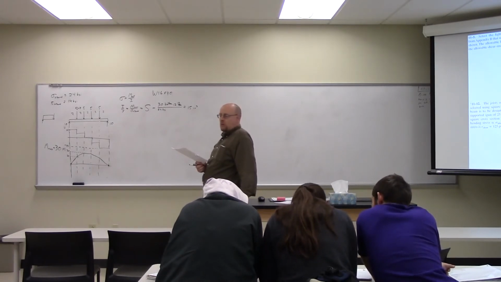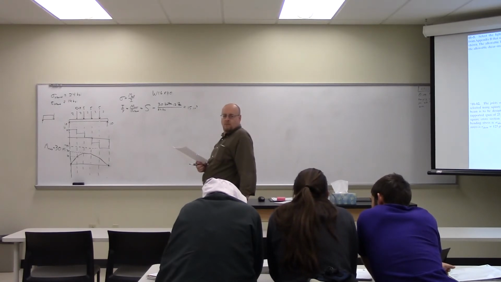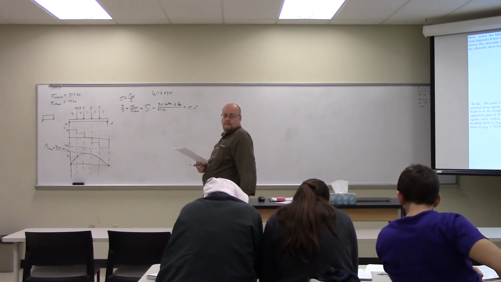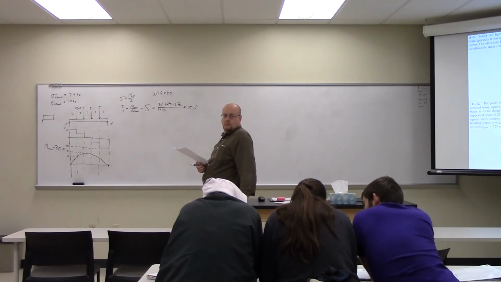We're bending about the X, so we want to find the section modulus in the X direction that is at least 15 and that has the lowest amount of total weight per unit length. It must be 15 or over, as close to 15 as possible. The length is fixed, it's a 10-foot long beam.